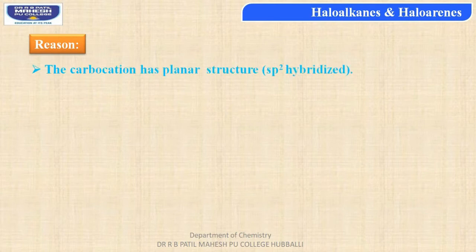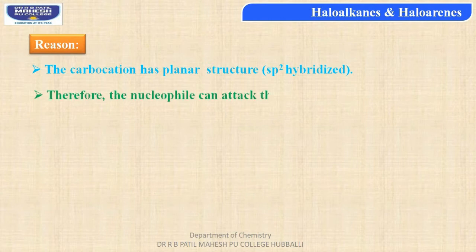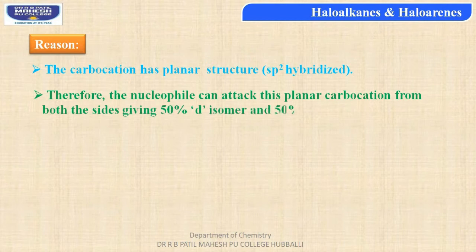So let us understand the reason for the formation of racemic mixture. The first point, students, the carbocation has a planar structure, that is, it is an sp2 hybridized carbon atom. Therefore, the nucleophile can attack this planar carbocation from both the sides, giving nearly 50% of dextrorotatory isomer, and the rest, that is 50%, levorotatory, resulting in a racemic mixture with D and L as the configuration.